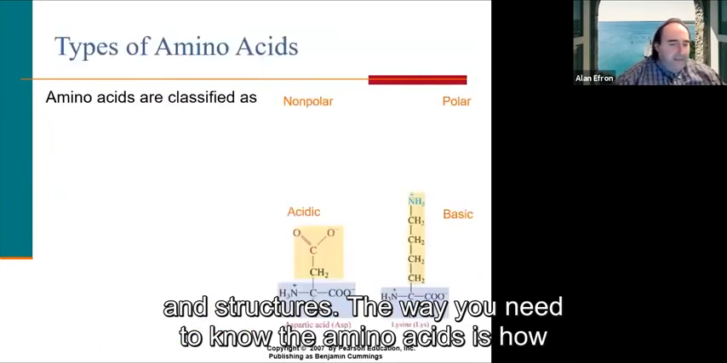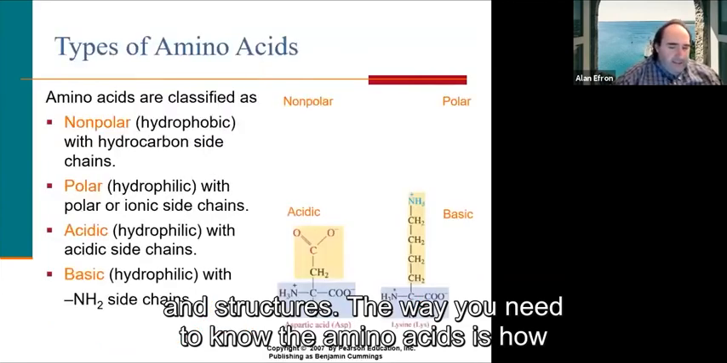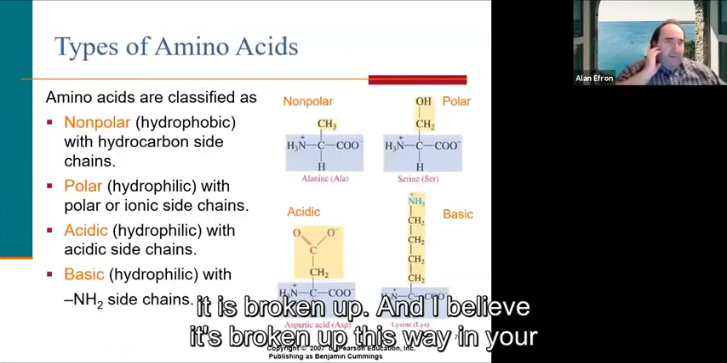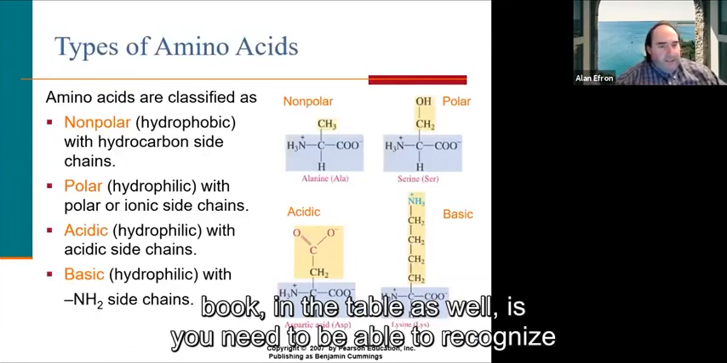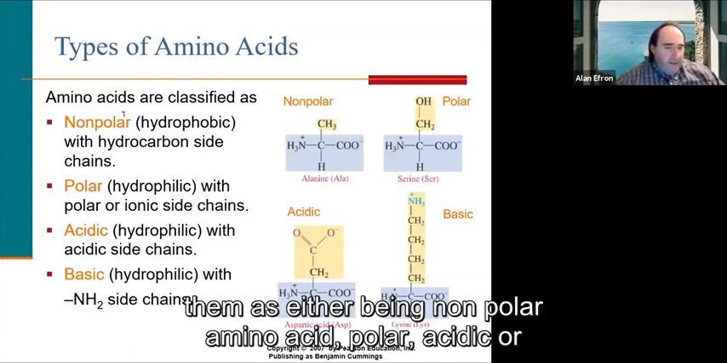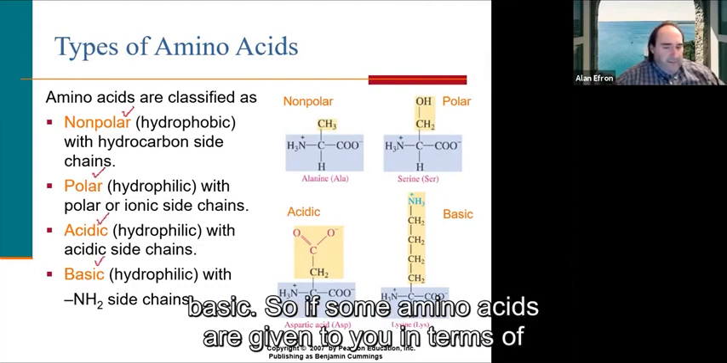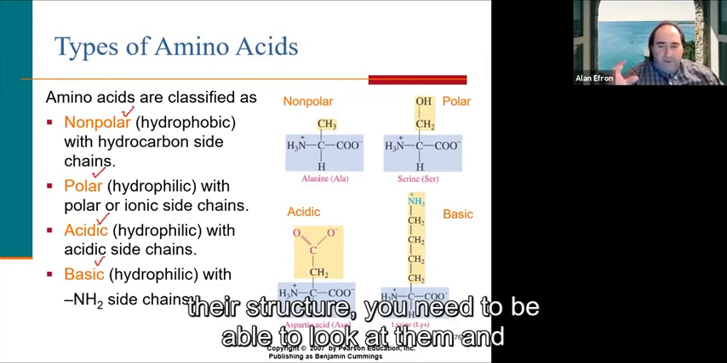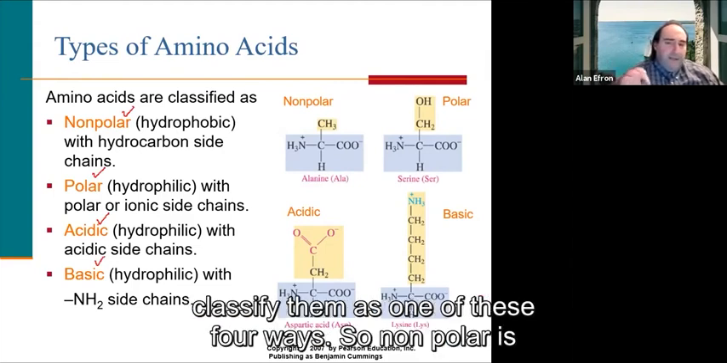The way you need to know the amino acids is how they are broken up. And I believe it's broken up this way in your book, in the table as well. You need to be able to recognize them as either being non-polar, polar, acidic, or basic. So if some amino acids are given to you in terms of their structure, you need to be able to look at them and classify them in one of these 4 ways.